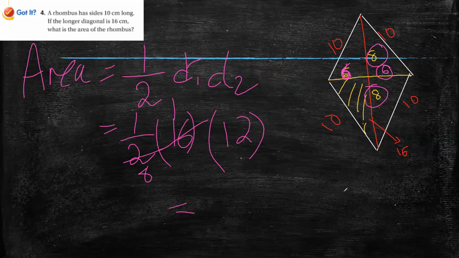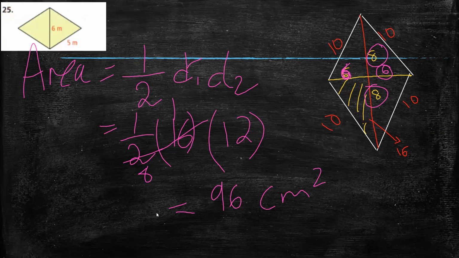Then let's simplify them. 8 by 10 is 80, and 8 times 12 is 16, so it will be 96. So the area here is 96 centimeters squared. Now let's talk about this one here.